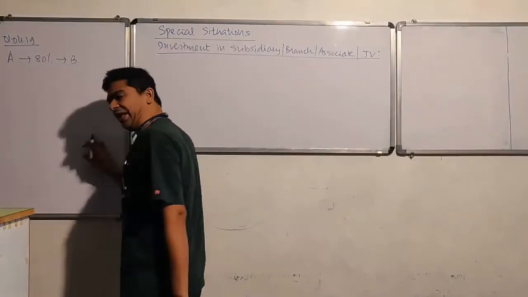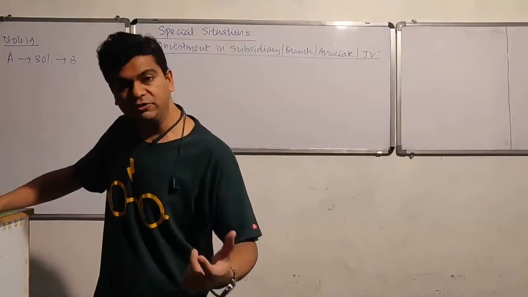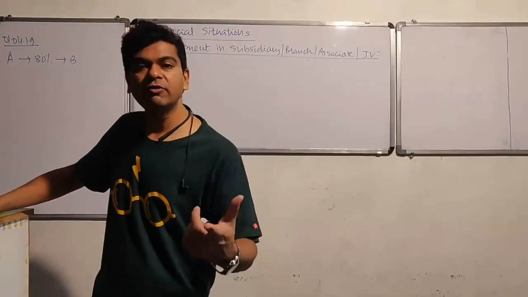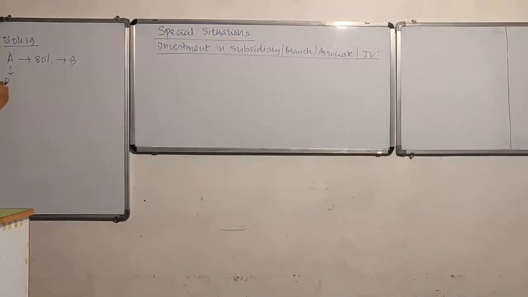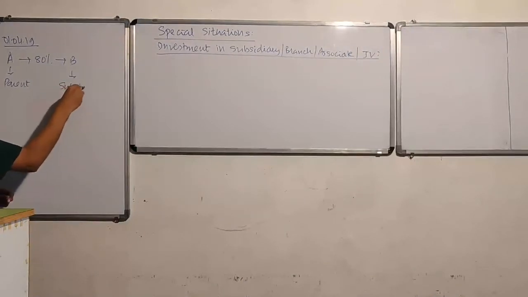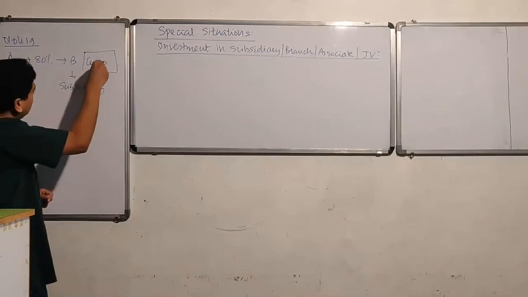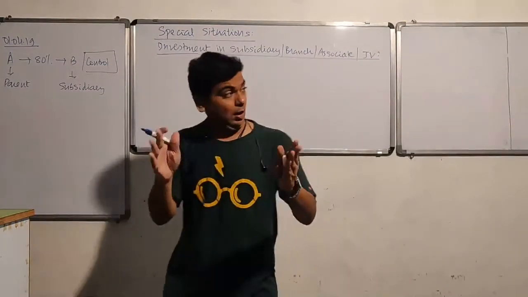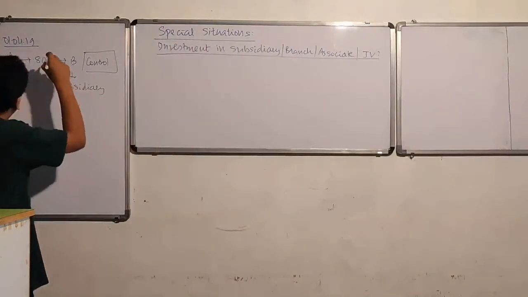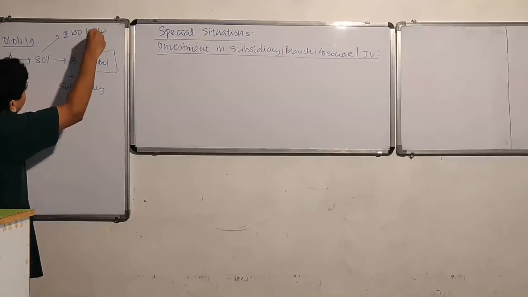The moment you are buying 80% shares, that means you are having more than the majority of the shares. And when you have more than the majority, you are in a position to control the company. So A will be considered to be the parent and B will be considered to be the subsidiary. In other words, you are establishing control, right? A is in a position to control B. Let us say this 80% shares has costed you, let us say, rupees 100 lakhs.